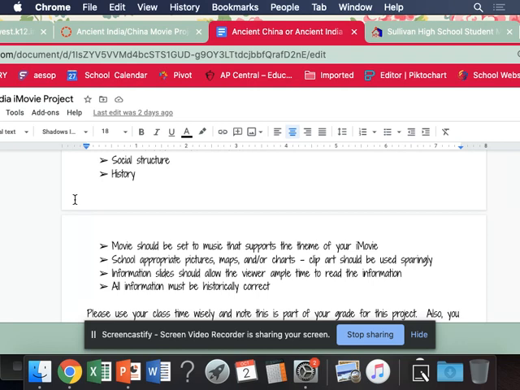Information slides should allow the viewer ample time to read the information. You are going to have to use some slides to show information, right? You're going to have to show a map. So you need to make sure that you leave it up there long enough. All information must be historically correct.